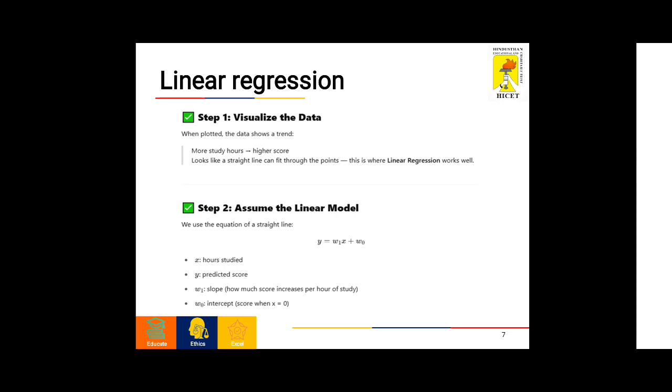In step 1, we have to visualize the data. When plotted, the data shows a trend: more study hours gives a higher score. It looks like a straight line can fit through the points. So this is where linear regression works well. In step 2, we assume the linear model. We use the equation of a straight line, y equal to w1x plus w0, where x is hours studied, y is the predicted score, w1 is the slope and w0 is the intercept.